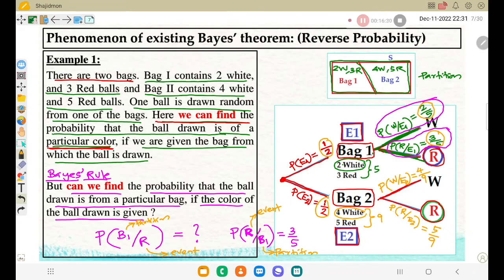So this is the partition divided by the sub event, correct? Main partition divided by sub event, but here the event is divided by the given partition. Under the condition the partition is given. So this is the difference between the Bayes theorem and the normal conditional probability. Both are conditional probability, but Bayes theorem is the reverse probability. Okay, I hope you understood the idea from here.